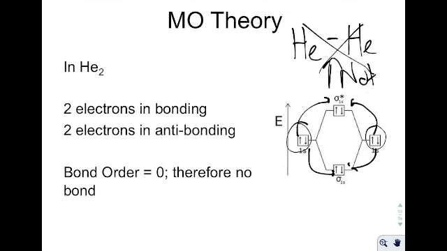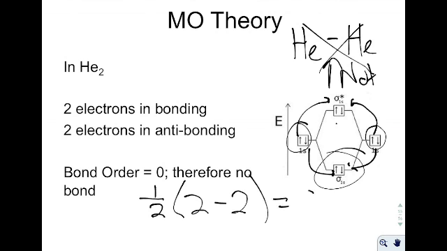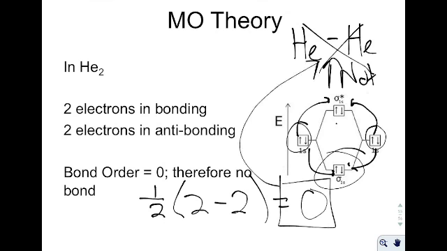If I were to calculate the bond order, I would say 1/2. I've got 2 electrons in the bonding orbital, minus 2 electrons in the antibonding. 1/2 of 0 is 0, so there are 0 bonds that form between these particular substances.